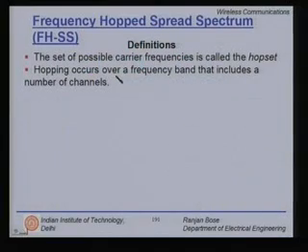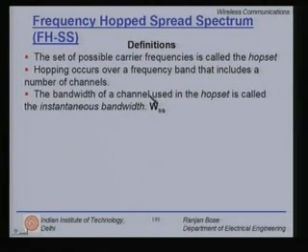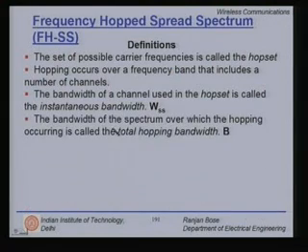The hopping occurs over a frequency band that includes a number of channels. What are these channels? These are frequency subband channels. The bandwidth of a channel used in the hop set is called the instantaneous bandwidth, W_SS. The bandwidth of the spectrum over which the hopping occurs is called the total hopping bandwidth, B. So clearly there is a large chunk of bandwidth, and then there are subbands which are narrower, and we are jumping and picking and choosing the different subbands.